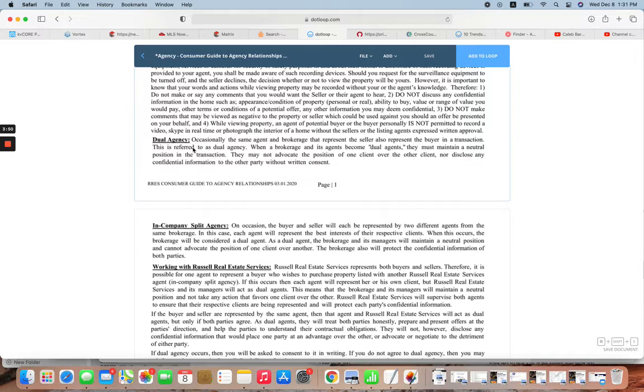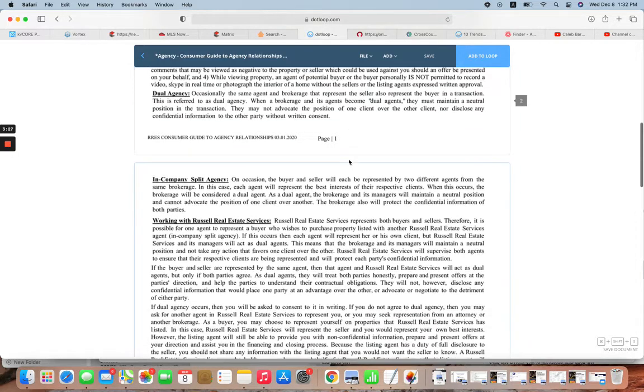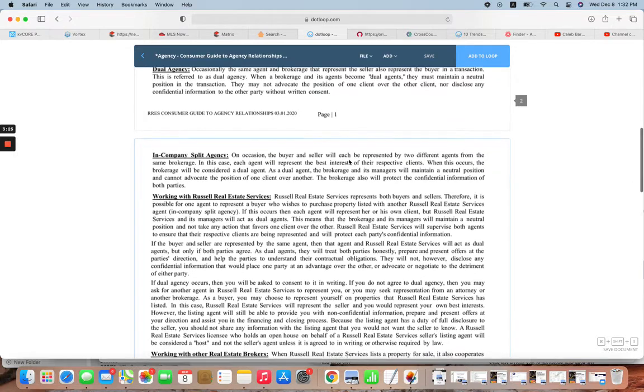Essentially, they are there to relay information from the buyer to the seller and vice versa, and they're there to make sure that both sides are fulfilling their contractual obligations. But they are not allowed to advocate the position of one client over another, nor are they allowed to disclose any confidential information to the other party without written consent. That's the third type of agency allowed in the state of Ohio.